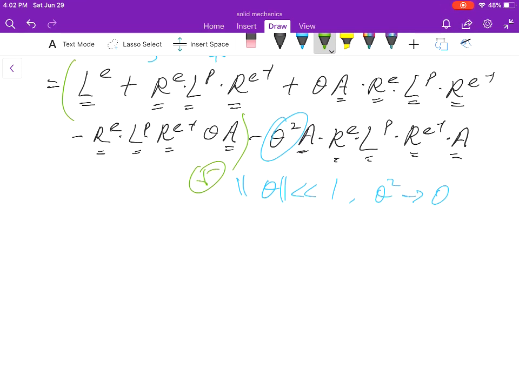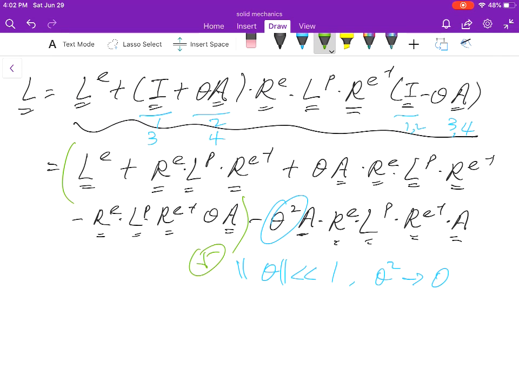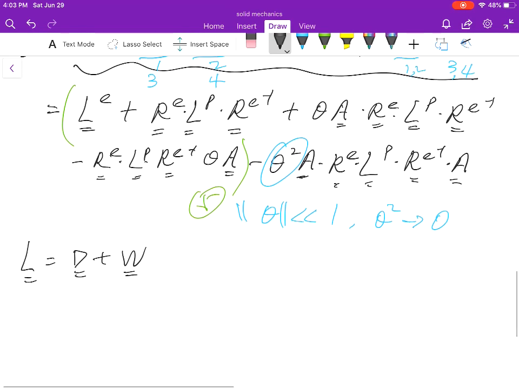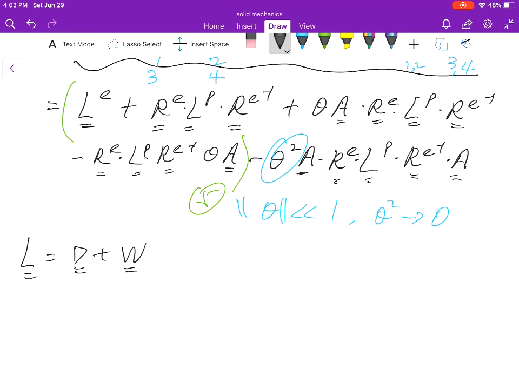So now what we would like to do is recognize which part within this equation 5 belongs to elastic and which belongs to plastic. And also further, which is symmetric and which part is antisymmetric. So we can write out this. Remember that we have this decomposition where D is the rate of deformation tensor, the symmetric part, and W is the antisymmetric part.